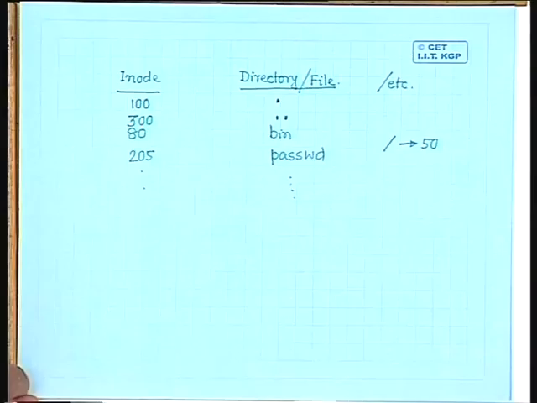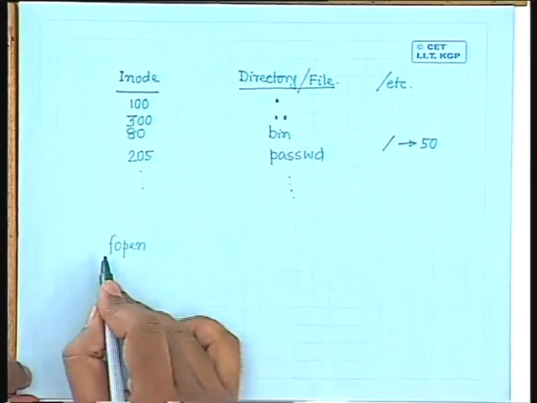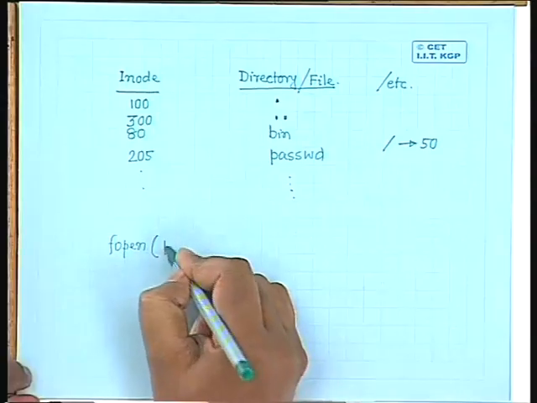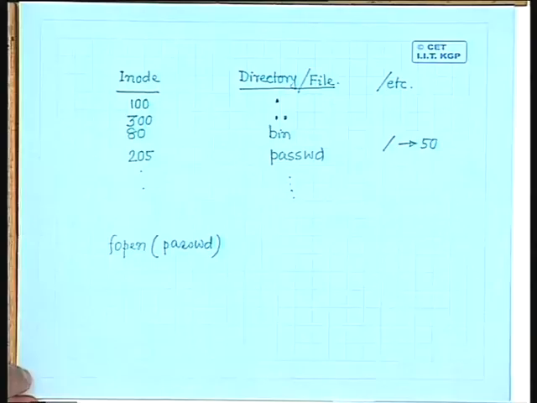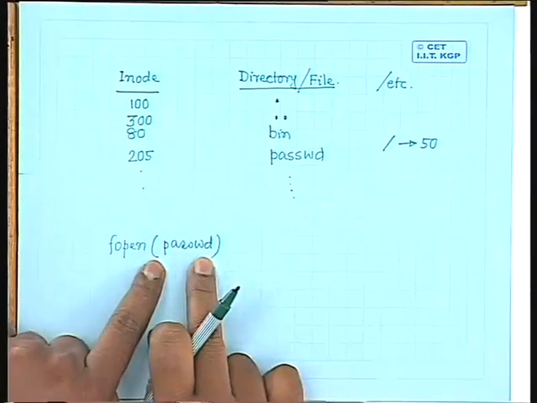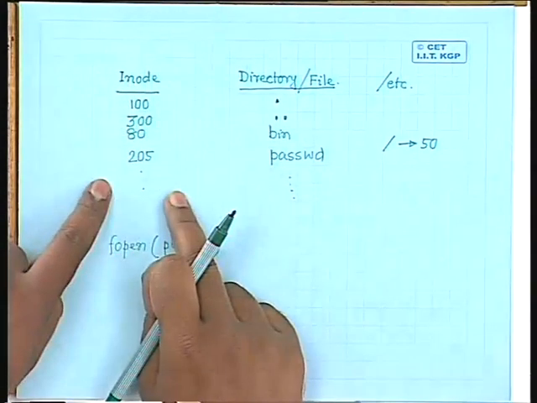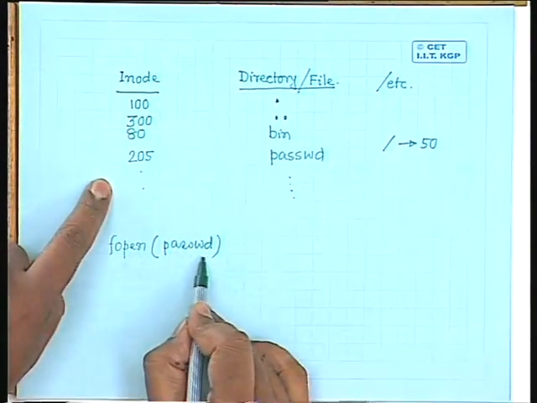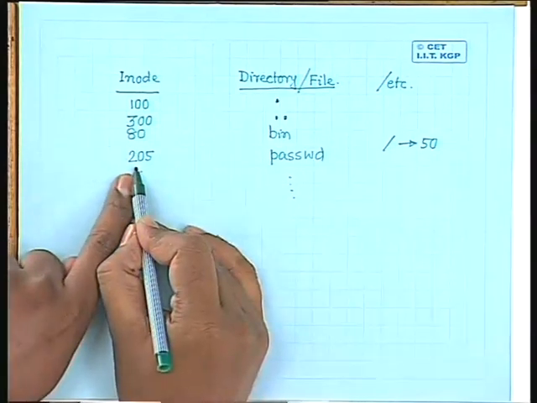Okay. So, if I give a command like fopen, syntax may not be correct. Say fopen password, when presently I am under the directory etc., then how will this be converted to the corresponding inode number? I know that because I have not specified any path name, this has to be found within the current directory only. You simply search the current directory, get the entry corresponding to the file name password, and extract the inode number of that.